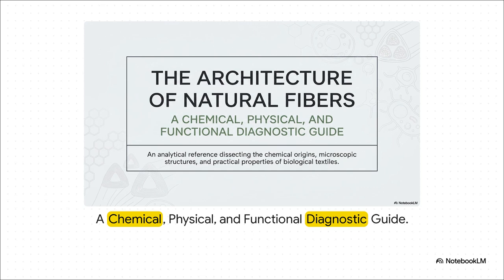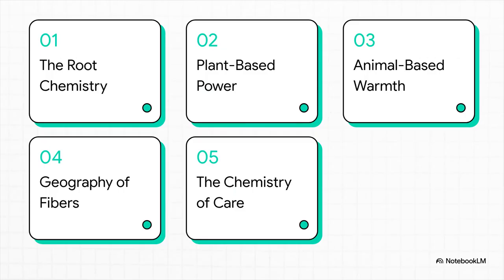We aren't just looking at fashion today. We are diving deep into material science. We're going to explore a chemical, physical, and functional diagnostic guide to biological textiles. Here's our quick roadmap for today. First, the root chemistry. Second, cellulosic, which is our plant-based power. Third, protein, our animal-based warmth. Fourth, the geography of natural fibers. And finally, number 5, the chemistry of care.